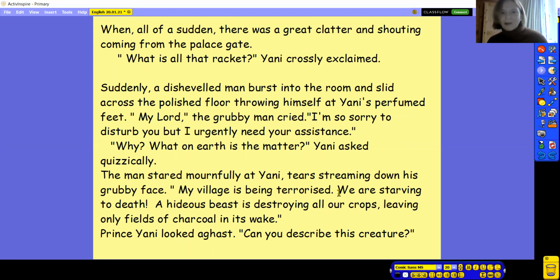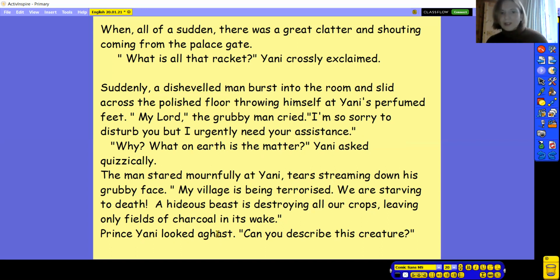"My village is being terrorized. We are starving to death. The hideous beast is destroying all our crops, leaving only fields of charcoal in his wake." So, and then I've got my inverted commas there. So in this section of writing, you as a reader have been told what the problem is. Okay, so there's somebody or a beast who's terrorizing the village. It's destroying all the crops. There's only fields of charcoal left. These people have got nothing to eat.